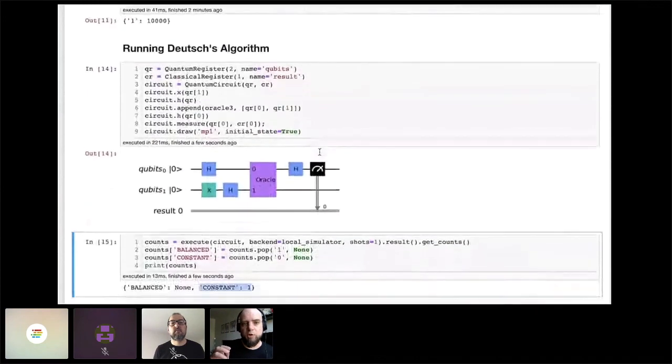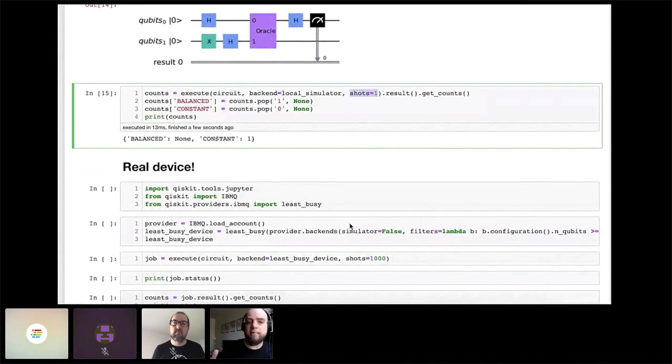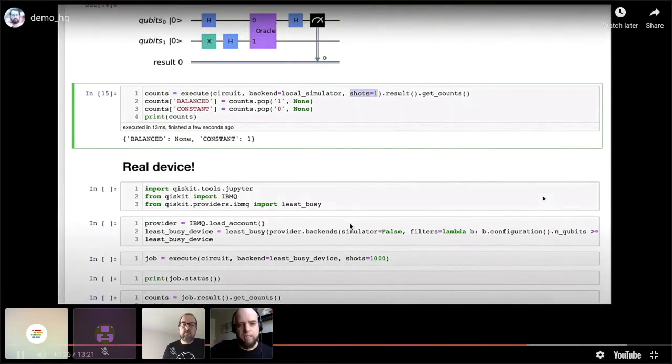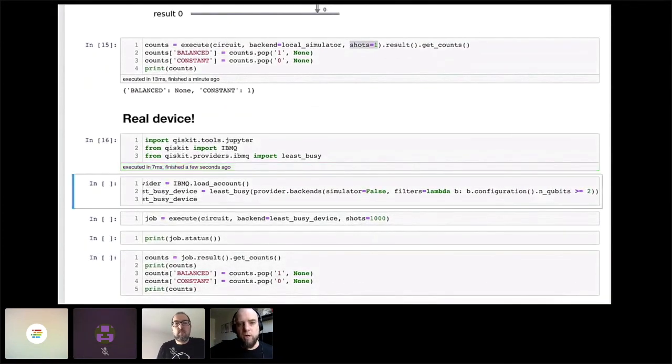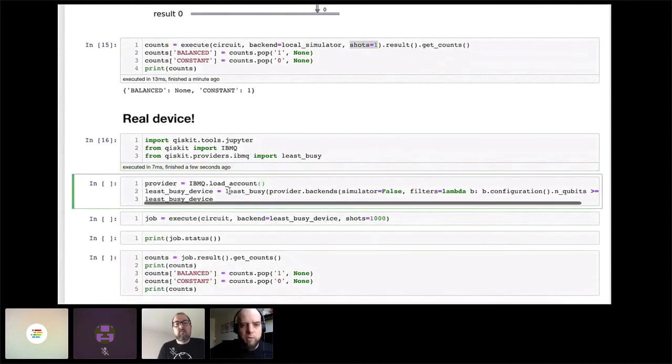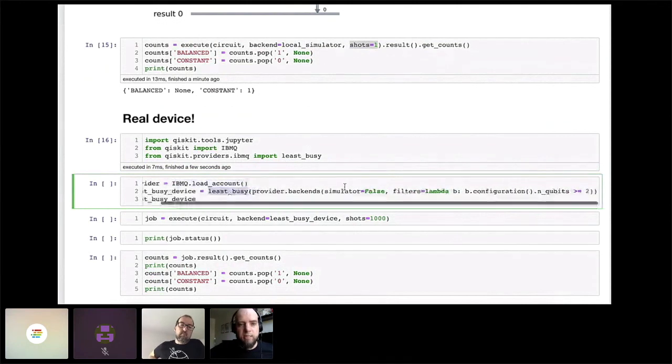But not everything is so nice in quantum computing. Some things are more complicated than classically. And one of those complications is the fact that real computers are noisy. They have noisy results. So let's try to run the same circuit, but now on a real cloud. Let's start by importing the native functions. We're also going to load our IBM Q account in order to use the cloud service. And we're going to ask the cloud to give us the least busy backend that has at least 2 qubits.